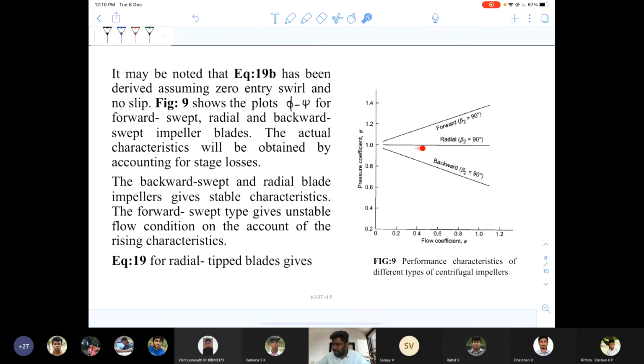Okay, and in case of radial it remains constant. This graph depicts the parameters of flow coefficient with respect to the pressure coefficient. Figure 9 shows the plot of flow coefficient to the pressure coefficient for forward blade, radial blade and backward blade impeller blades. The actual characteristics will be obtained by accounting for stage loss.